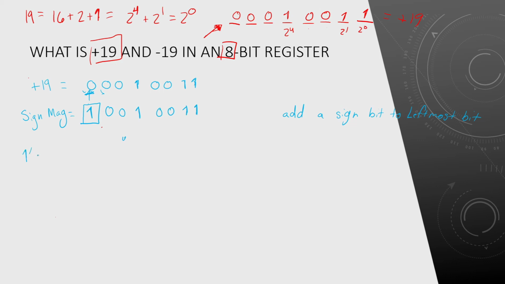1's complement. We invert all the numbers in 1's complement. So all the zeros become 1's, and all the 1's become 0. As you can see, these are just an inversion. They're just inverted numbers. And now what do we do in 2's complement?